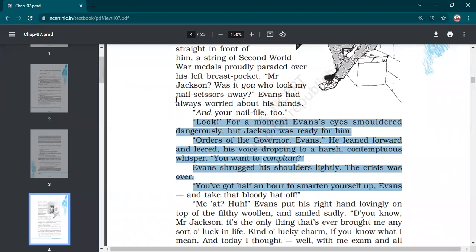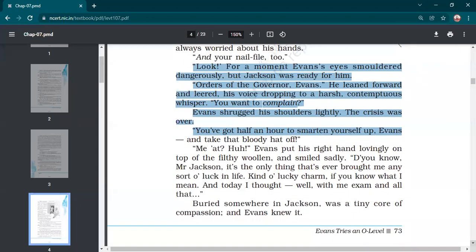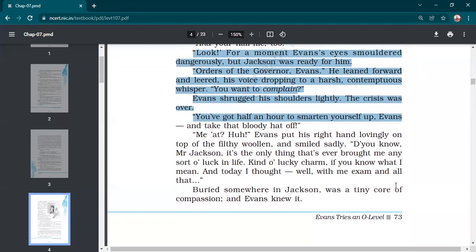So Jackson says that this is the order of the governor, that you will get half an hour for your grooming and all, and you have already used all the objects. Now nothing will be given to you, and remove that hat also. Why have you kept the hat on inside? You have got half an hour to smarten yourself up.